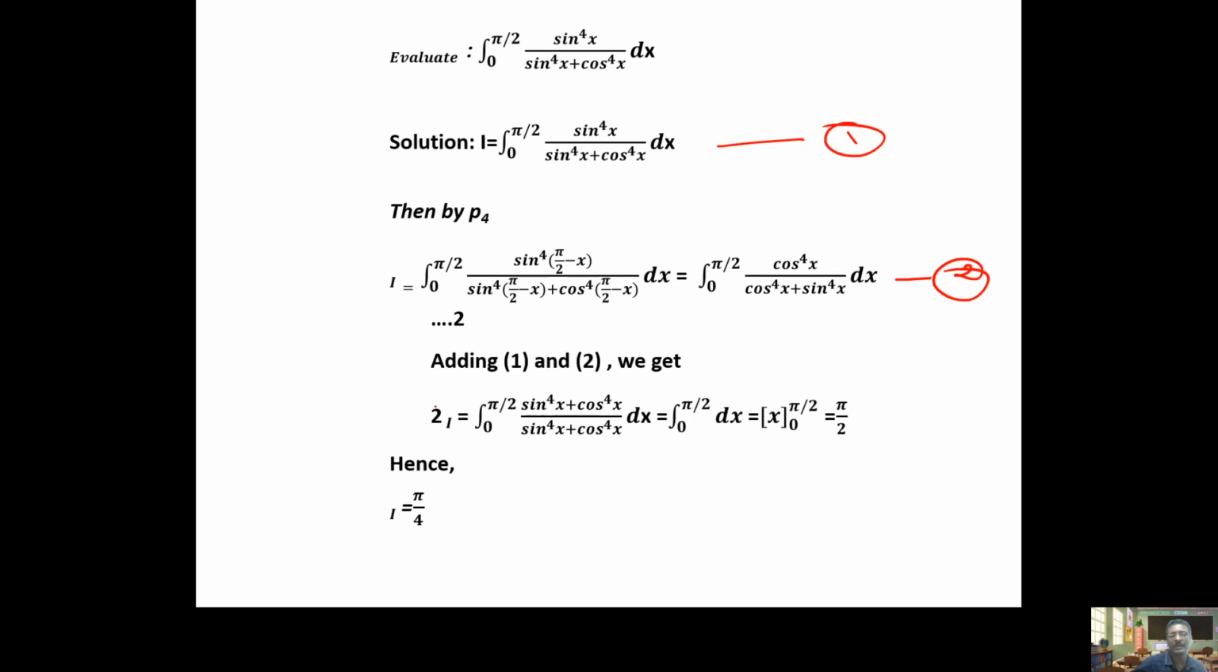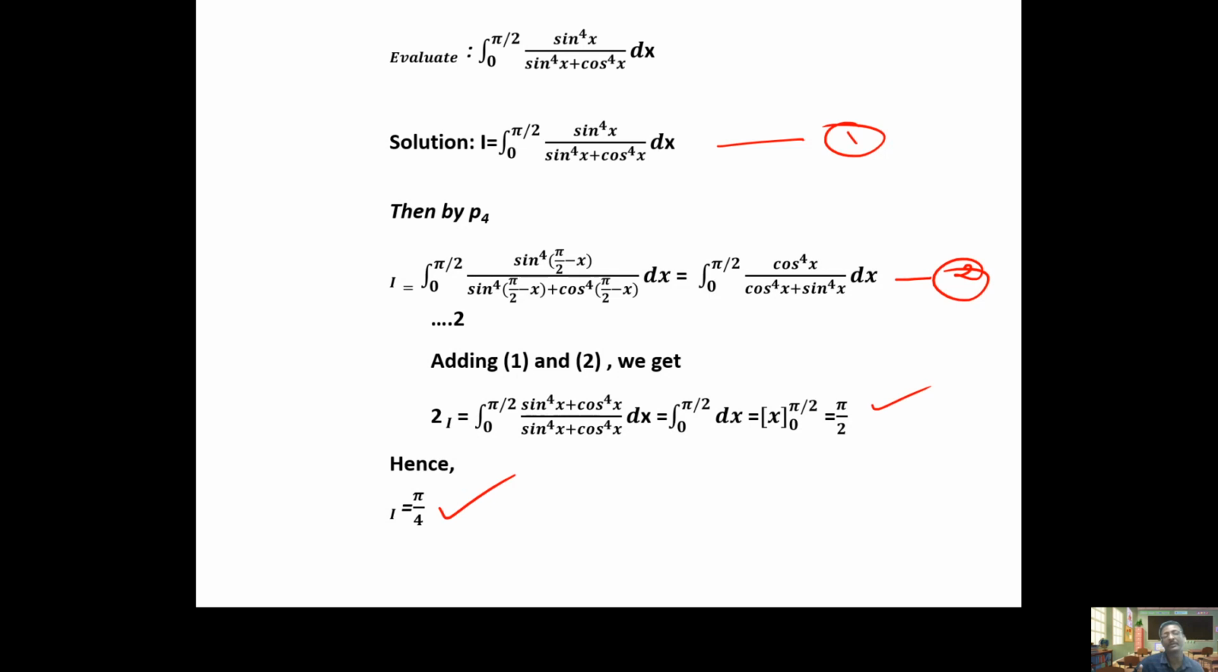Adding 1 and 2, I plus I. This is equation 1, this I plus I, 2I, is equal to integral 0 to pi by 2 of (sin^4 x plus cos^4 x) by (sin^4 x plus cos^4 x) dx. So it equals integral 0 to pi by 2 of dx. The integral of dx is x. So 0 to pi by 2 means pi by 2. So 2I is equal to pi by 2, which means I is equal to pi by 4.